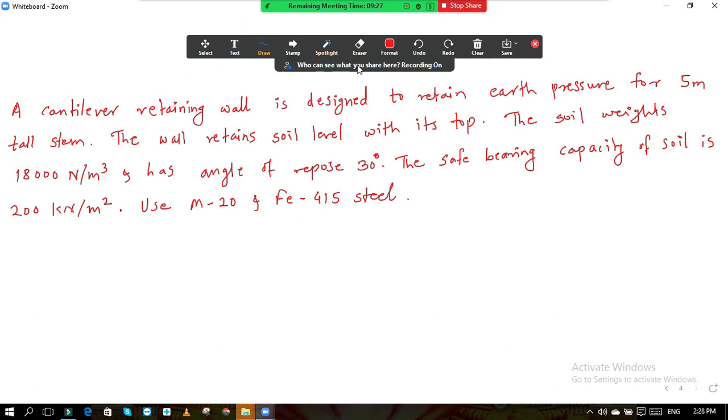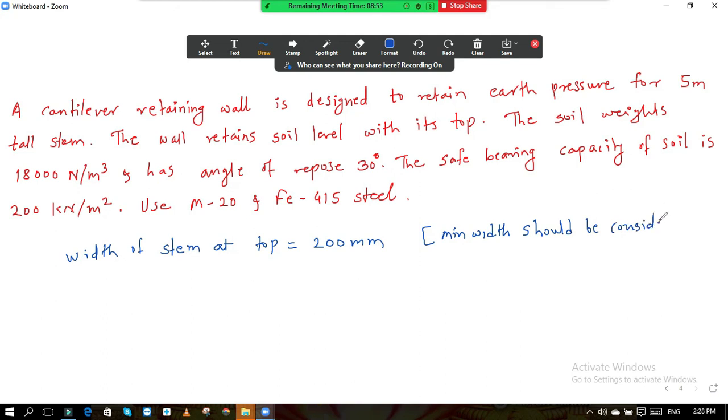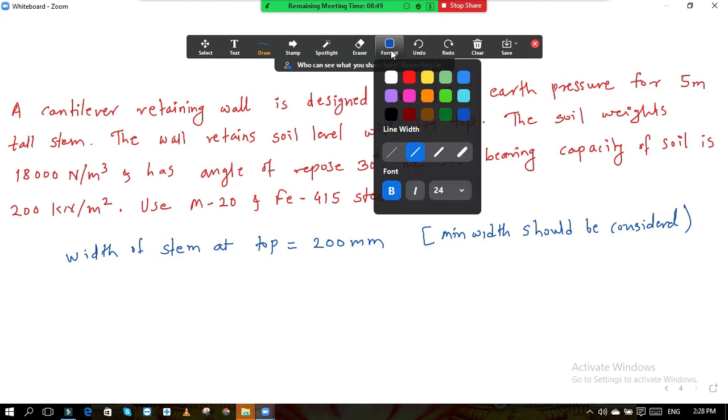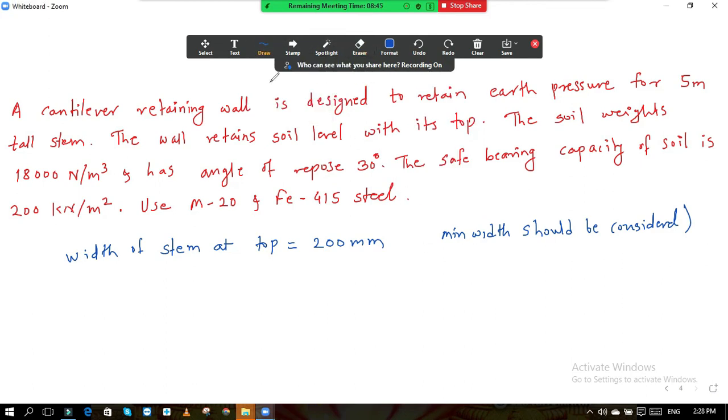So first we will consider the wall portion. In the wall portion, the width of stem at top is equal to 200 mm. This is the minimum width we should consider. If it is not given in the problem, this is the minimum width you should consider. So the topmost portion of the stem has width 200 mm.